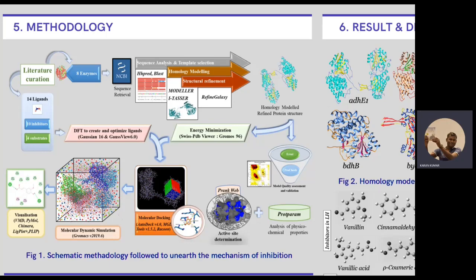The ProtParam web server was used for analyzing the physicochemical properties of these enzymes. The active site determination was done using the PrankWeb server. In a parallel manner, we created and optimized the structures of these inhibitors and representative substrates using density functional theory in Gaussian 16 software. This produced high quality chemical structures of ligands.